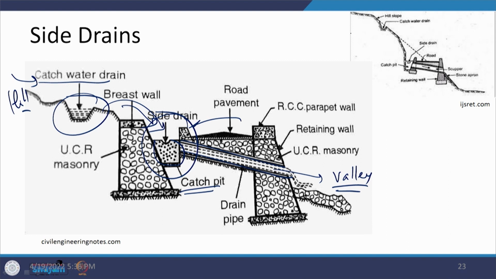The same thing is being shown here. We have a catch water drain and a catch pit and a side drain, and the water is being taken outside in this form. So, this is how these four elements which we have talked about today can be provided on any of the cross sections of a road.